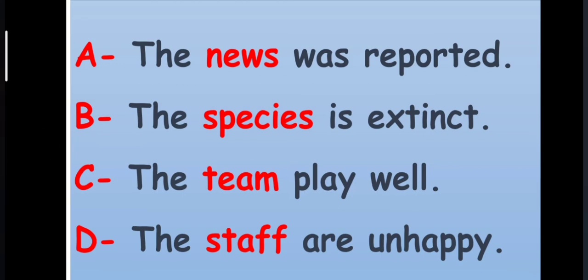In C, the noun team is a collective noun, and this means that it can be singular or plural, and it depends on the speaker itself. The noun staff in D is a collective noun that refers to a group of workers which takes a plural verb form. So the staff are, okay, we cannot say the staff is, like the word people and the word police also. So we use plural verb form with these collective nouns.